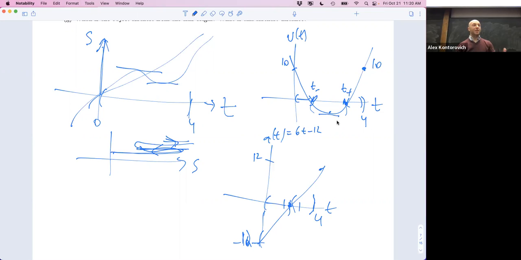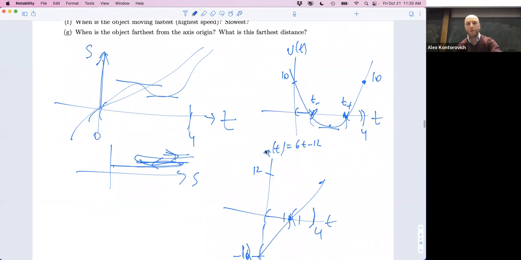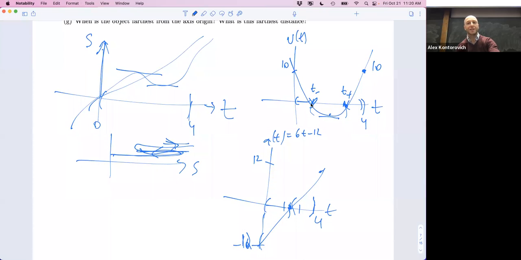That's the instant when it doesn't feel like its chair is being pushed or pulled. Its velocity isn't changing. It's not experiencing acceleration. Okay, so when does the object speed up or slow down? It speeds up on the range 2 to 4. When does it slow down? It slows down on the range 0 to 2. The acceleration is negative. It's slowing down. Its velocity is decreasing until I get to here. Then its velocity starts increasing. Does that make sense?